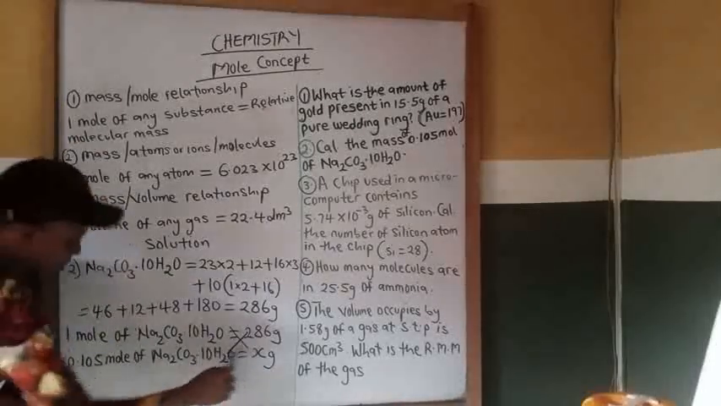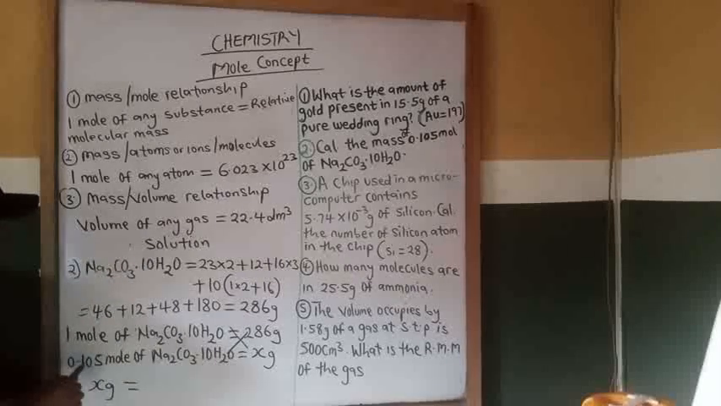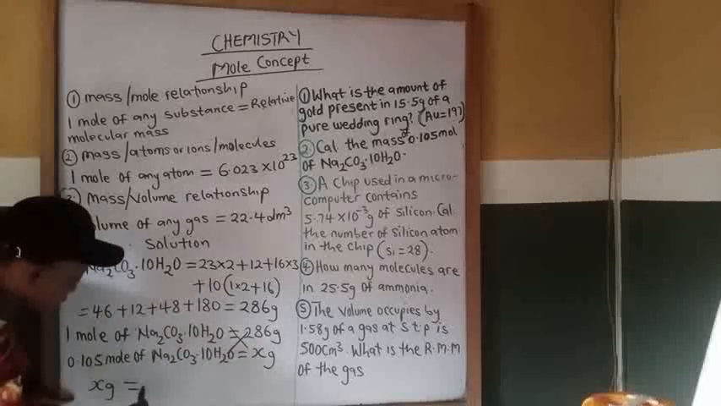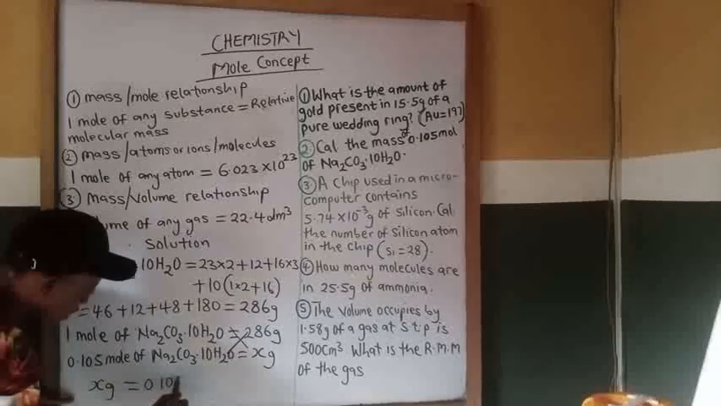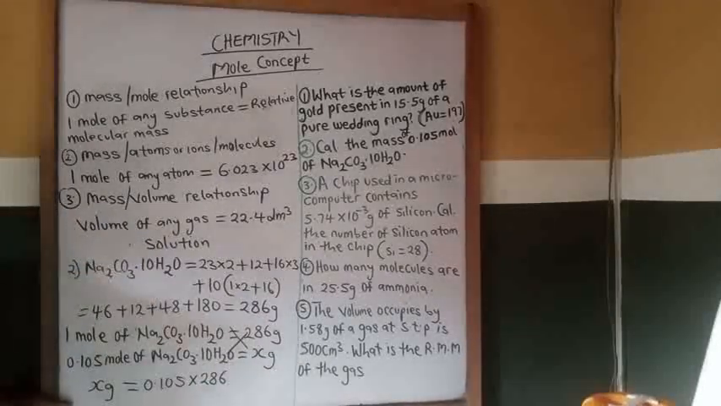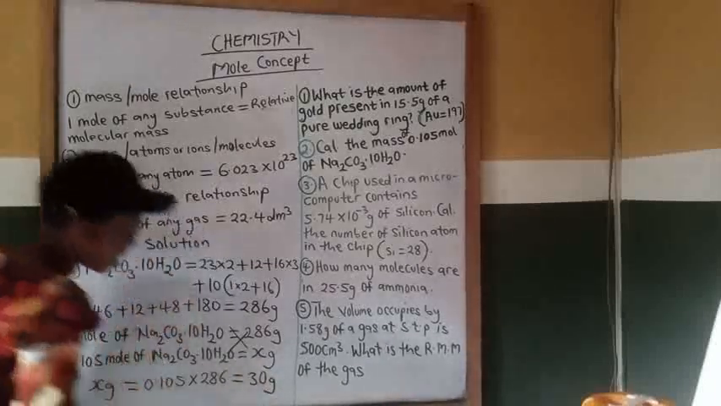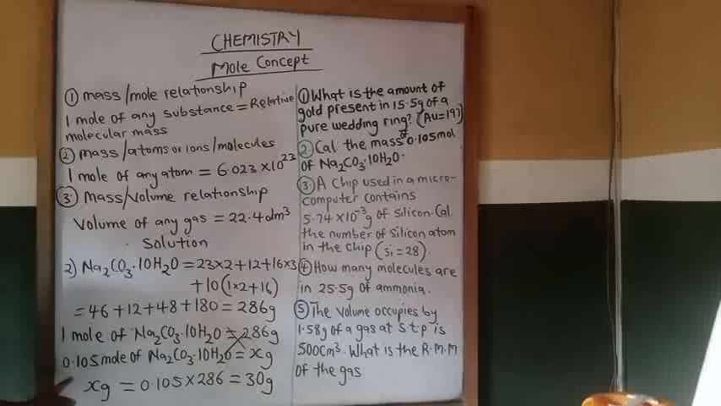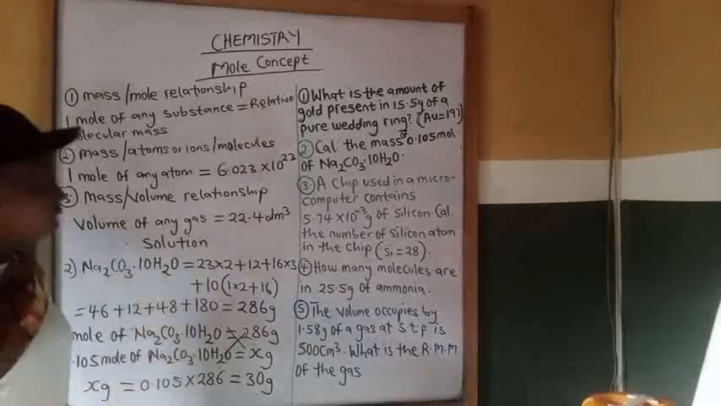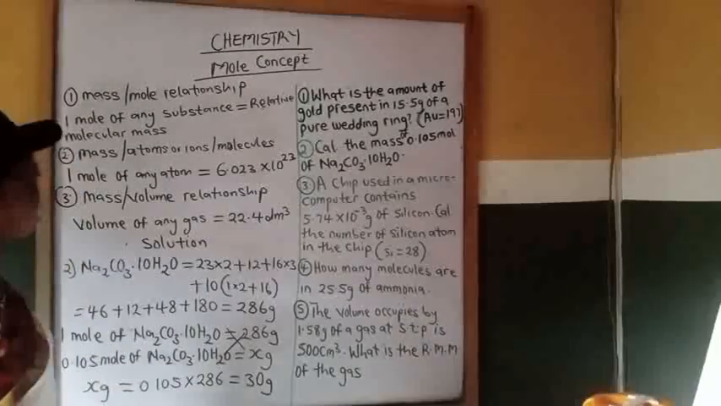So 1 times X will give us X gram equal to 0.105 times 286. So 0.105 times 286 will give us 30 grams. So it shows that the mass equivalent to 0.105 mole of sodium carbonate decahydrate is 30 grams.